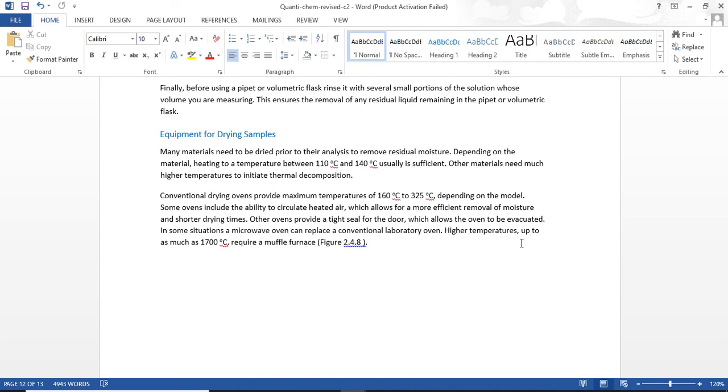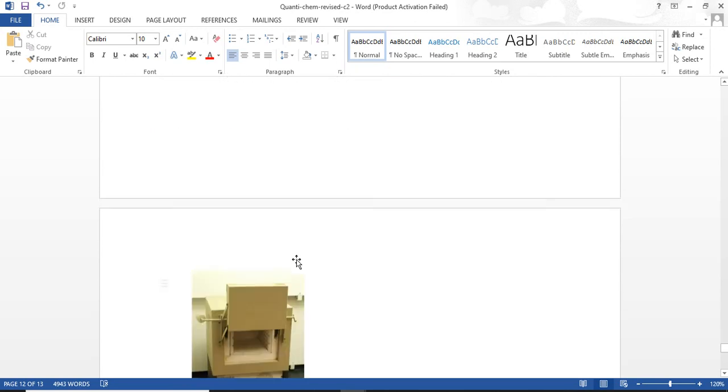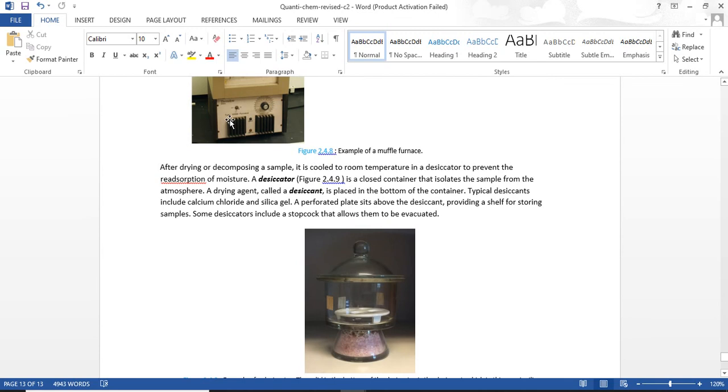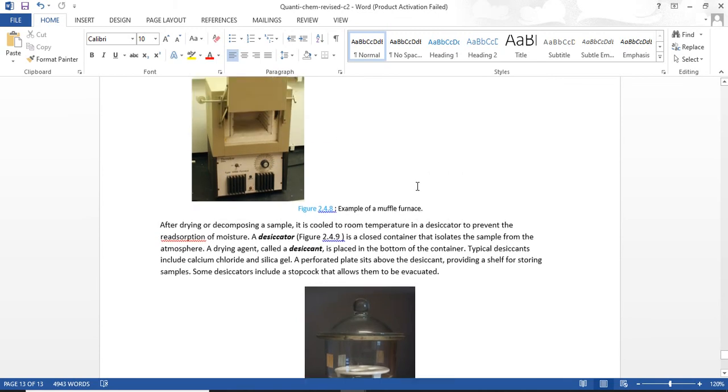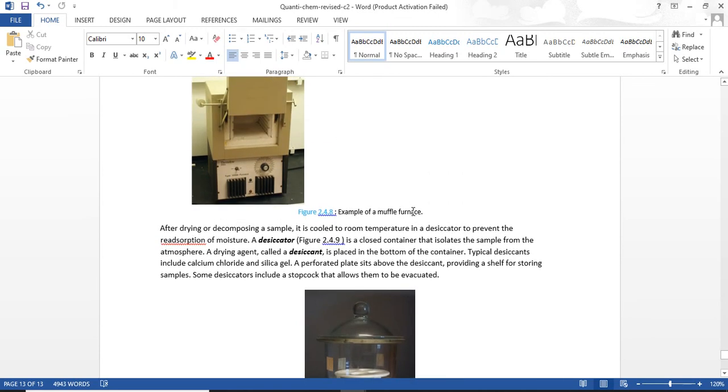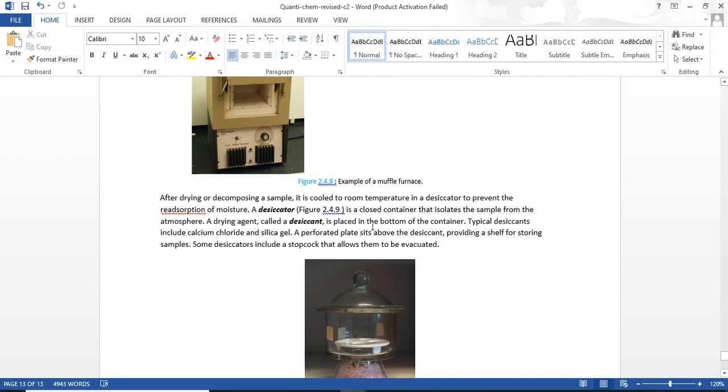Other ovens provide tight seal for the door which allows the oven to be evacuated in some situations. A microwave oven can replace a conventional laboratory oven. Higher temperatures up to as much as 1,700 degrees Celsius, okay, require a muffle furnace. Here is an example of your muffle furnace.